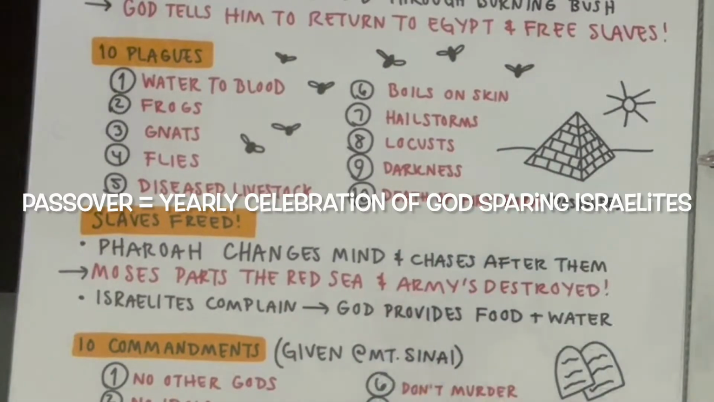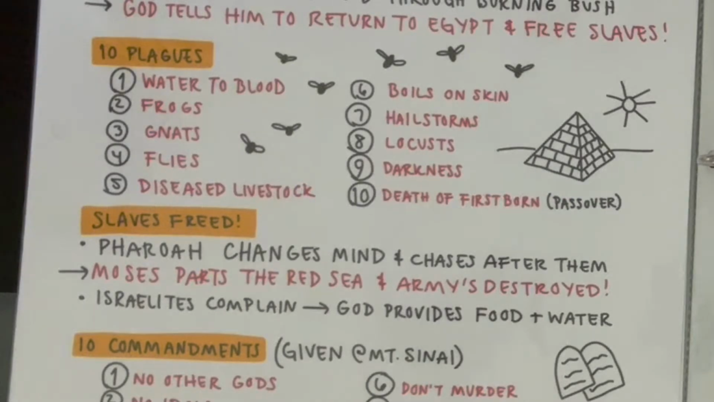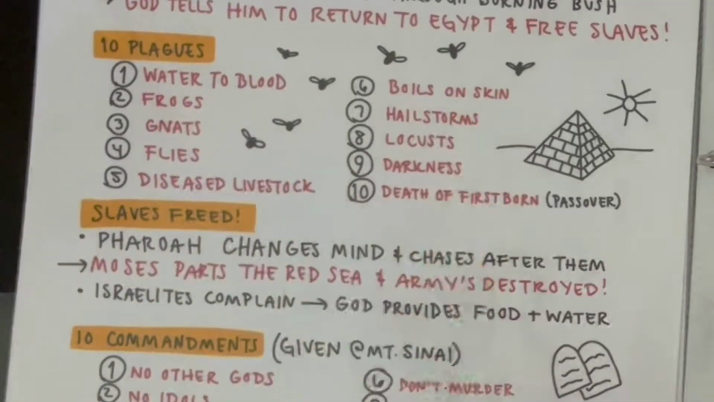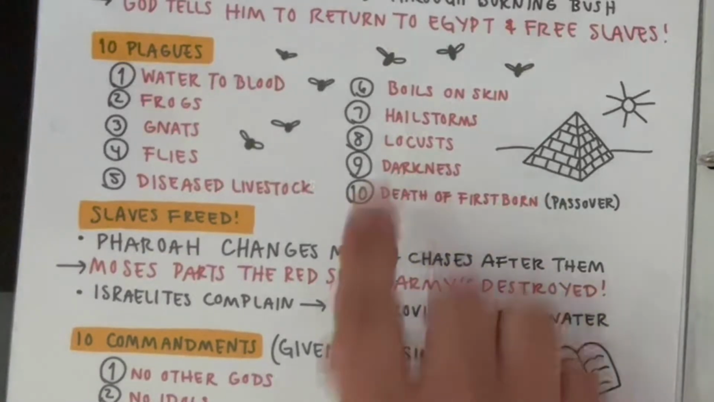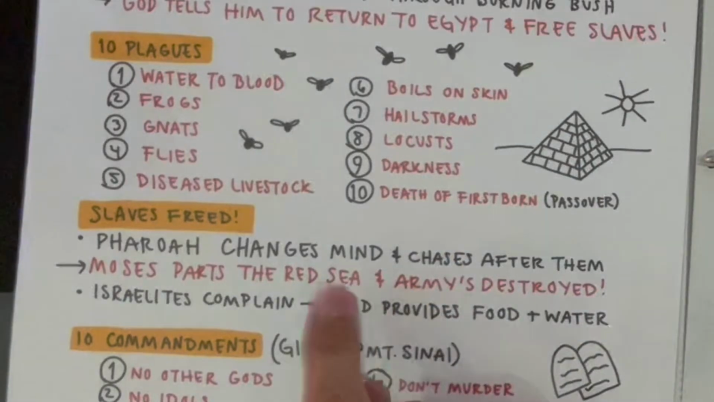Okay, so the slaves have been freed. Pharaoh then changes his mind, and so he races after all of the Israelites because he changes his mind after pretty much every plague. Every couple plagues he says you can go, and then he changes his mind. So Moses parts the Red Sea, and when they get across to the other side, he makes the waves go back down, and then the Egyptian army is destroyed. So that is the story of what happened over in Egypt.